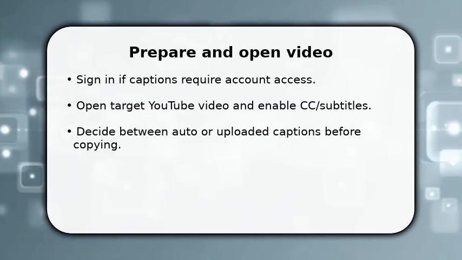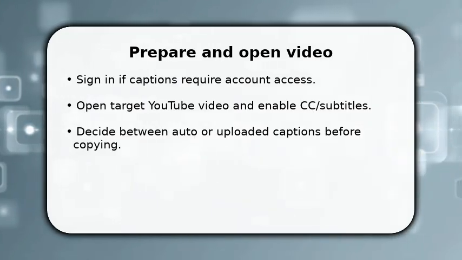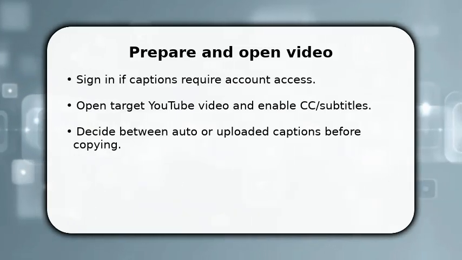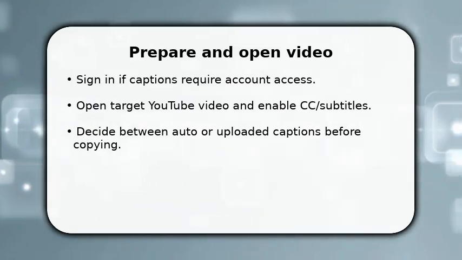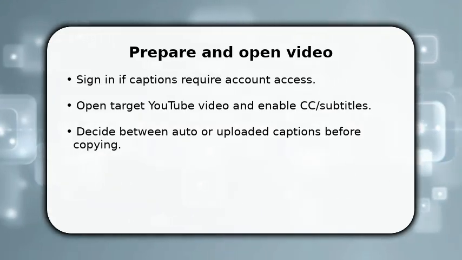You start by opening the YouTube video and turning subtitles on. This lets you see text in real time. Once done, choose the caption type, auto-generated or uploaded, because accuracy differs. Make sure you have a text editor or notes app ready to receive copied text.